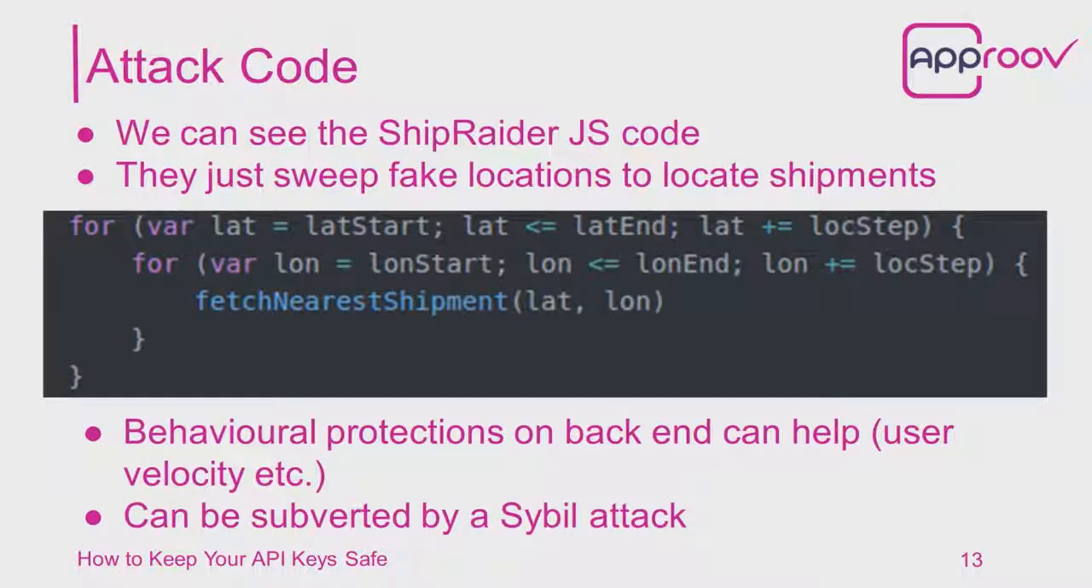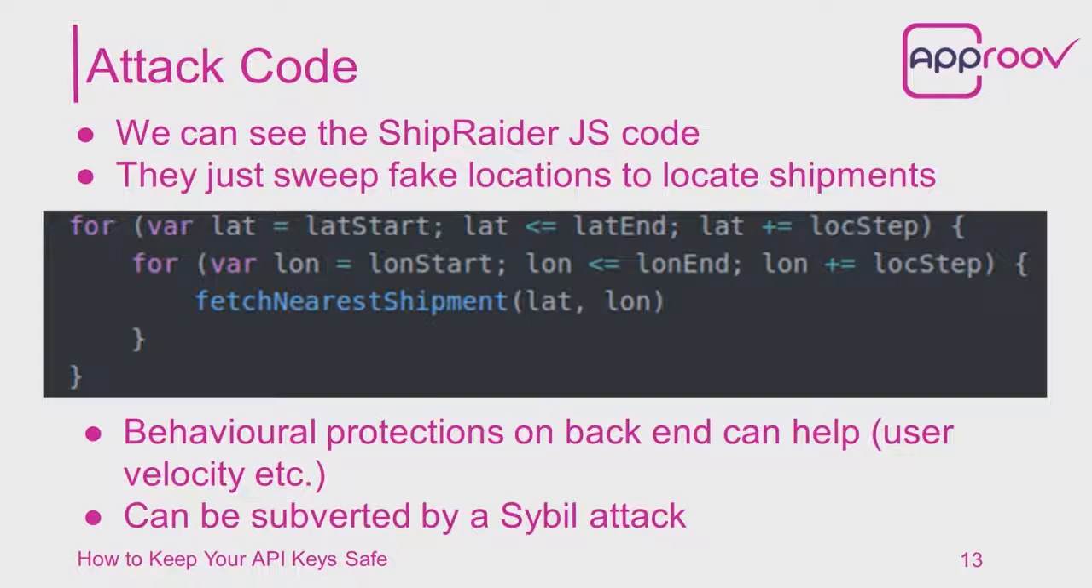Because it's a single page app, you can go in and see what the code is. If you look at the JavaScript in this ShipRadar website, you can see all it's doing is very simple. You're just doing a sweep over locations. So rather than calling one location with your real location, you're creating some fake locations and fetching the nearest shipment, building up this picture.